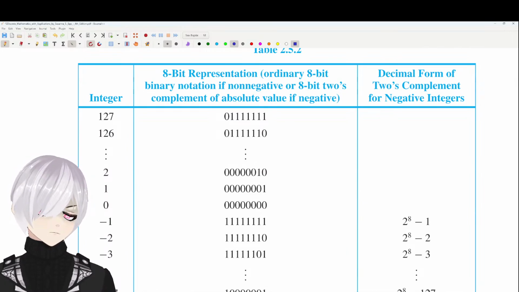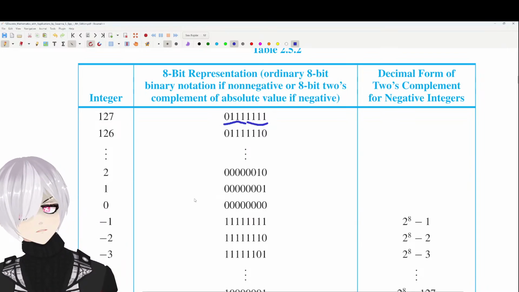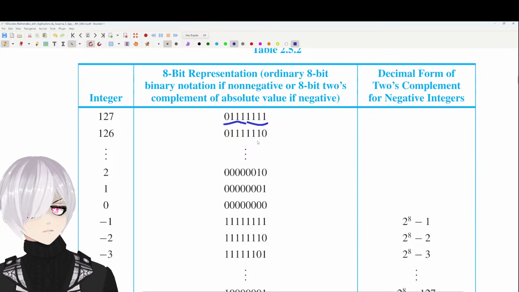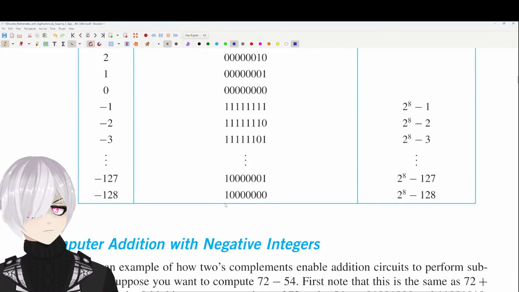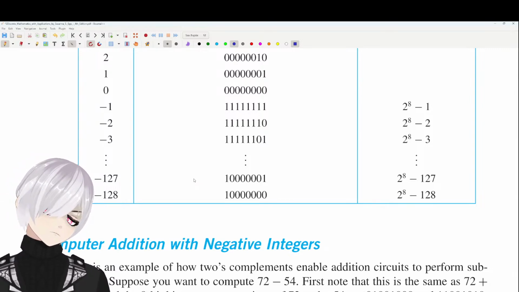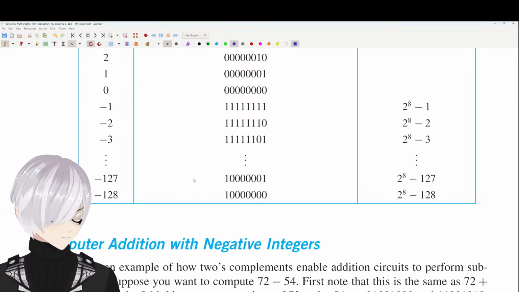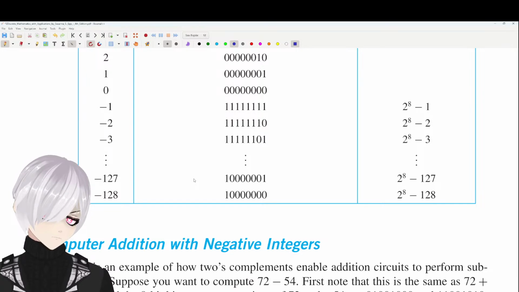They're not including 128. Let's see. I guess because the positive integers are restricted to the 7 bits. Oh yeah. They have to have the leading 0 at the beginning. Oh, okay. So everything from 0 to 127 you're just representing as usual with 8 bits. Not with a 2's complement, but just with a regular binary representation.